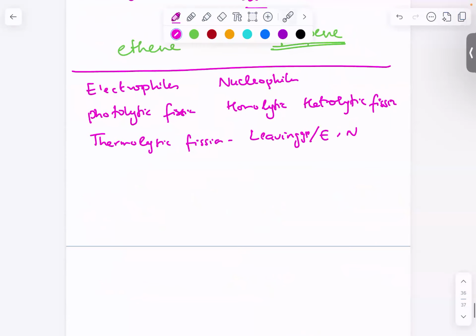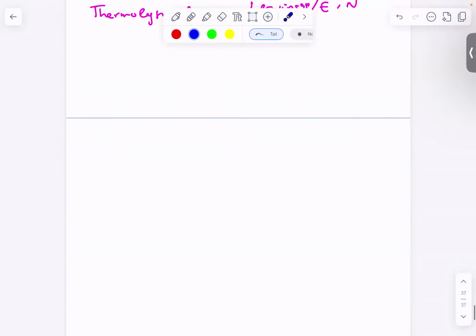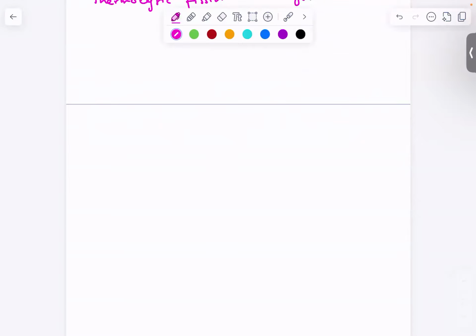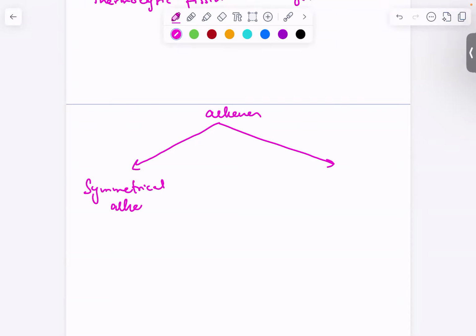All these points are, by the way, all these points are clear. Anything you want to discuss about fission or thermolytic or homolytic or hetero, photo? All is fine? All right, fine. So alkenes are of two types. Number one, symmetrical alkene, and the other one is unsymmetrical alkene.